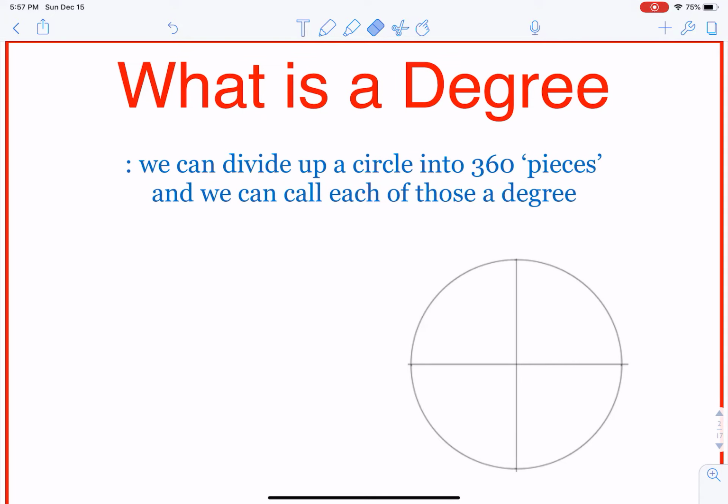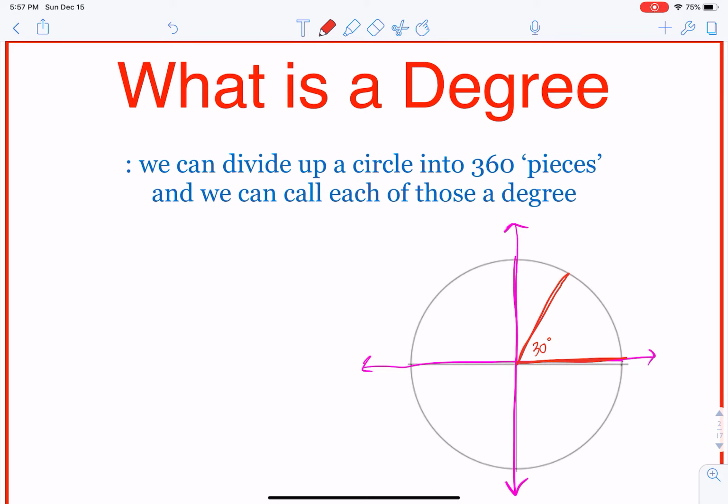We know that we can divide up a circle into 360 pieces, and we can call each of those pieces a degree. So if I'm looking here at my circle, you can see that I divided my circle nicely into four. We could call those four quadrants. So we could say that I have an x-axis and a y-axis here. I could say that this angle measure right here is 90 degrees. I could come here and erase this.